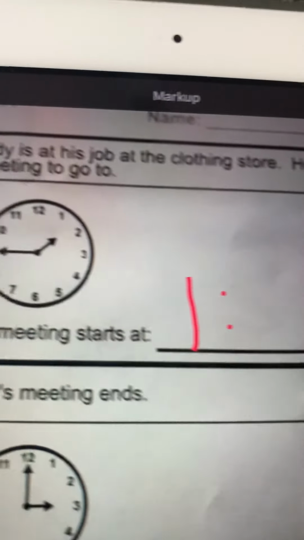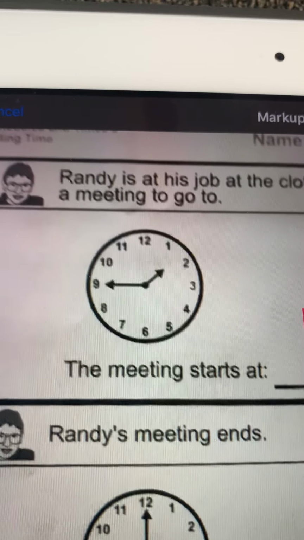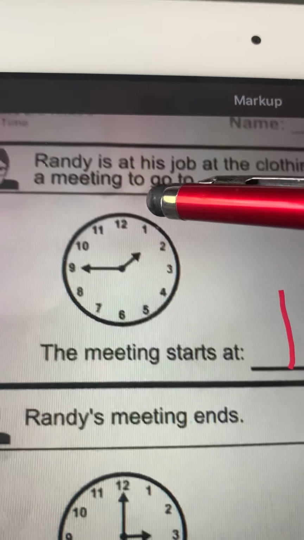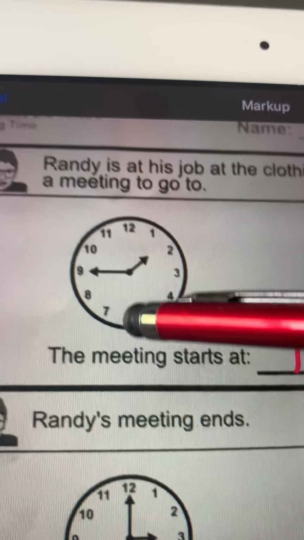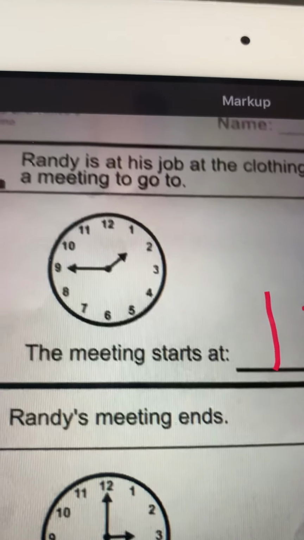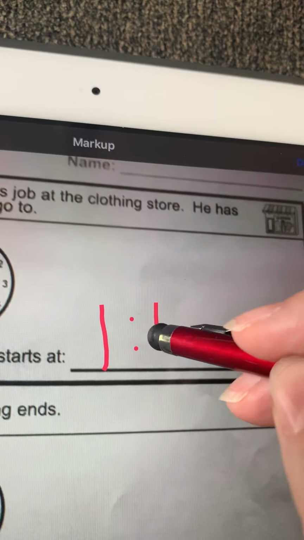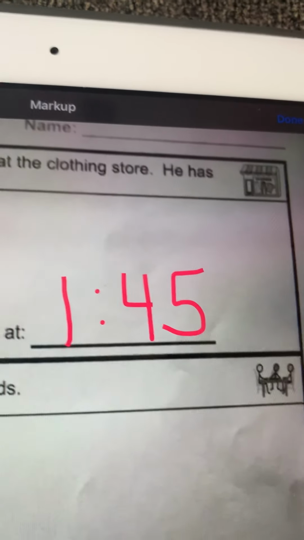And let's not forget our colon. And now we have to find out what our minute hand is pointing to. So we have to count 5, 10, 15, 20, 25, 30, 35, 40, 45. So his meeting starts at 1:45. So the 45 is going to go on the other side of your colon.